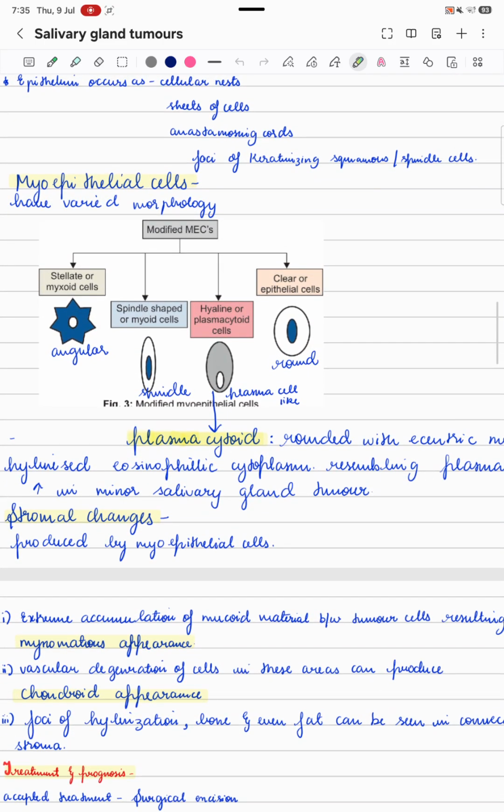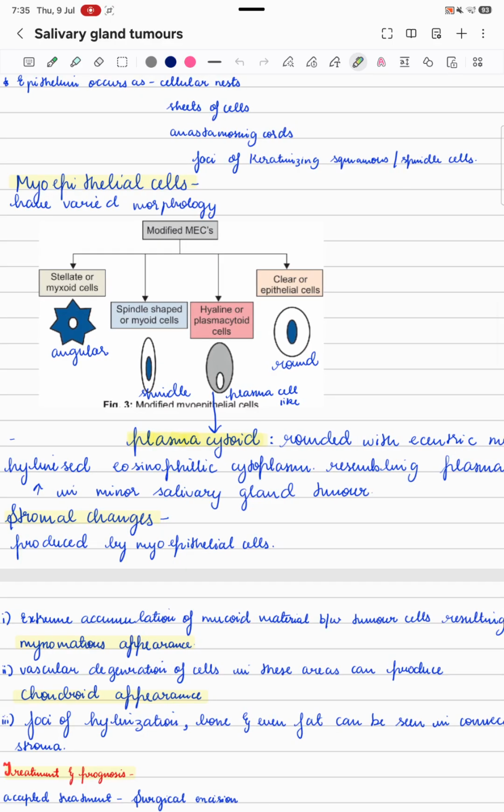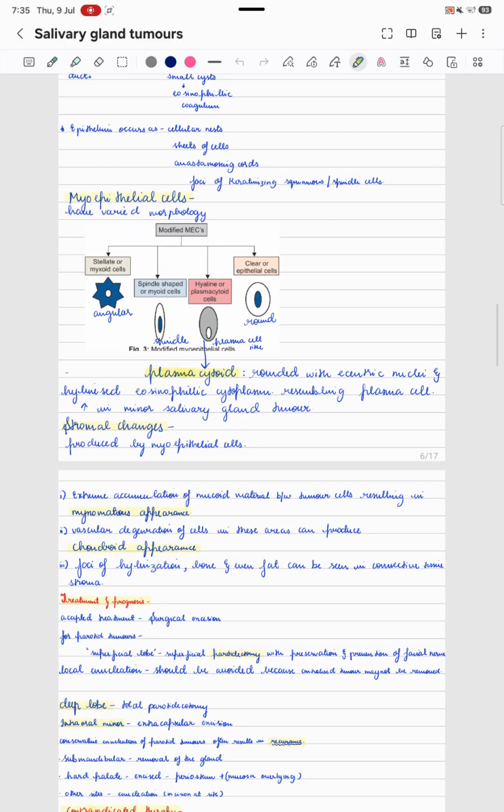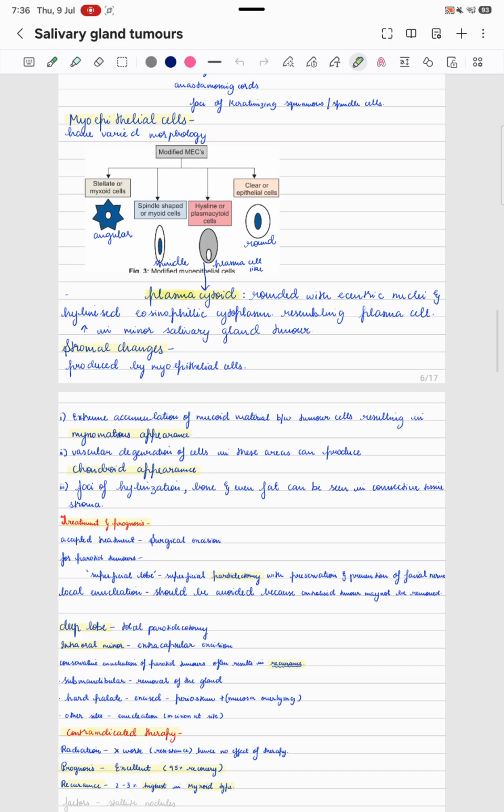Then myoepithelial cells have a varied morphology. They are present as stellate, that is your angular type, spindle, plasmacytoid, and round. So there are these different morphological variants of your myoepithelial cells. Plasmacytoid is rounded with eccentric nuclei and hyalinized eosinophilic cytoplasm, resembling a plasma cell in minor salivary glands.